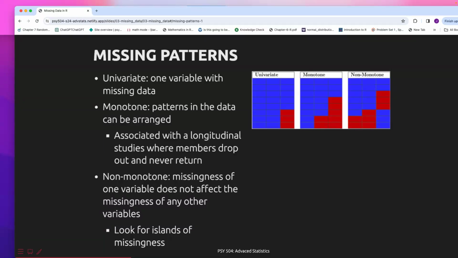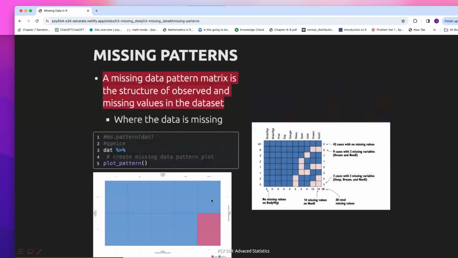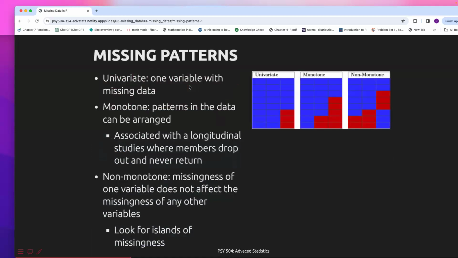This just tells us where the data is missing, and we should report missing patterns in our write-ups, right? By reporting how many missing patterns we have in our data, where the missingness is. But if we want to know why the data is missing, we have to put on our investigation hats and try to figure out why the data is missing, right?